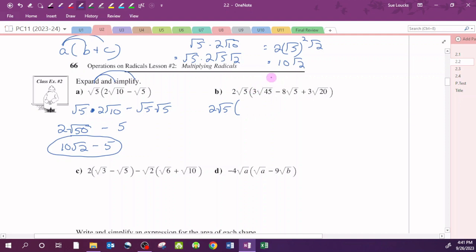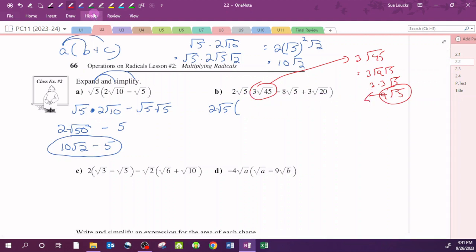This is a place where you might, I tend to have circles all over my thing. Like I might go like 3 root 45. I'm going to come over here, and I've got 3 root 45, and that equals 3 root 9 root 5, which is 3 times 3 root 5, which is 9 root 5. And then I'm going to punt that back over here, and I'm going to write this as 9 root 5.